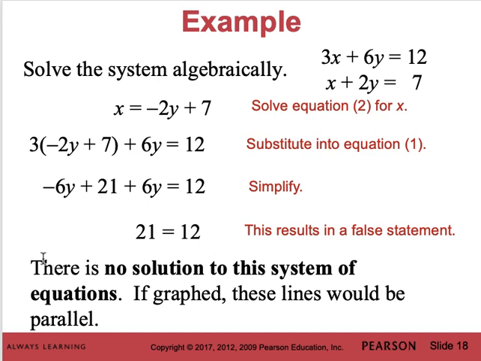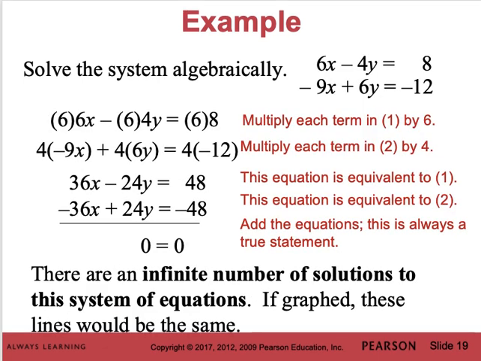So if you do not get a correct answer, or there's no statement that is true, this means there's no solution. So if graphed, these lines would not intersect at a point. They would have to be parallel, because either they have many solutions where they're on the same line, they have one solution where they intersect one time, or they have no solutions, they are parallel to one another.